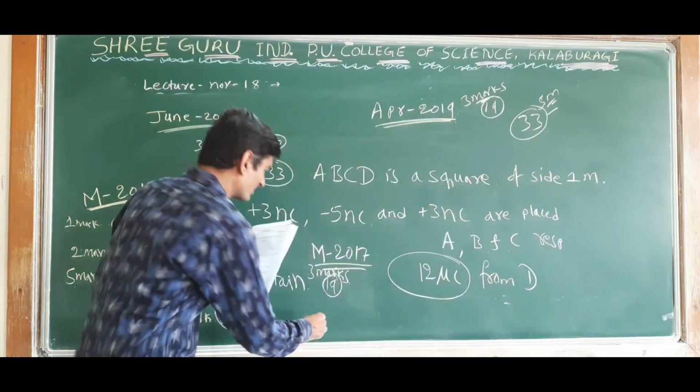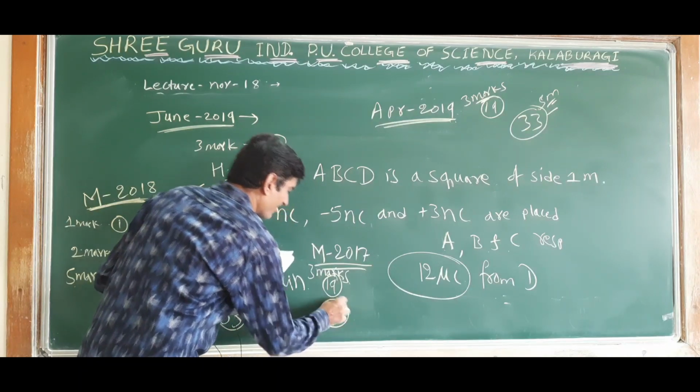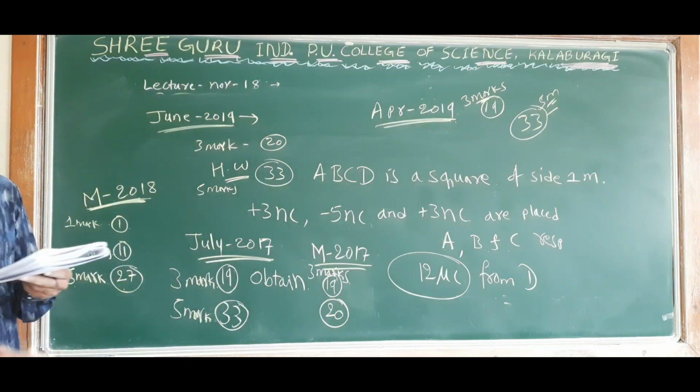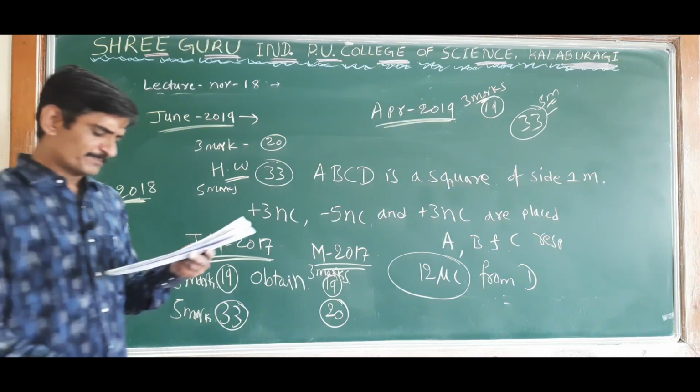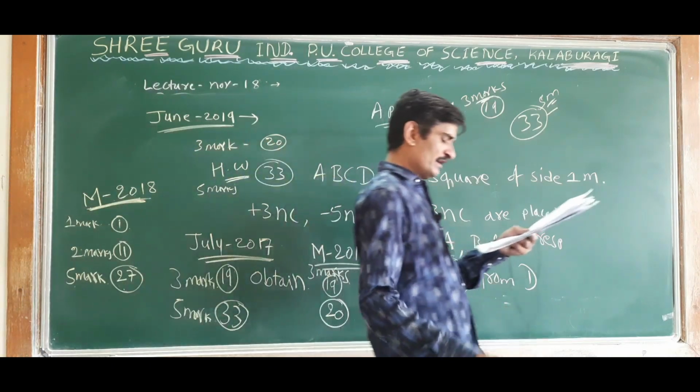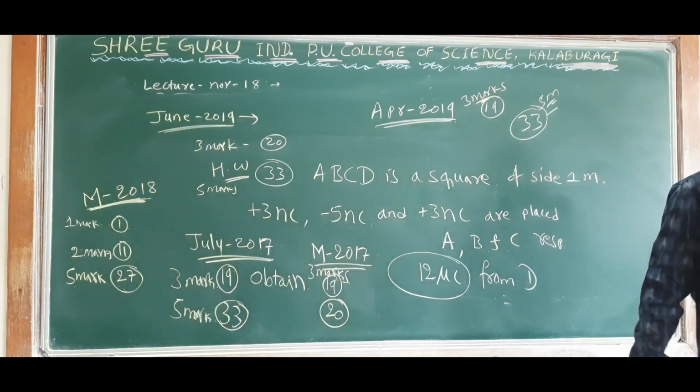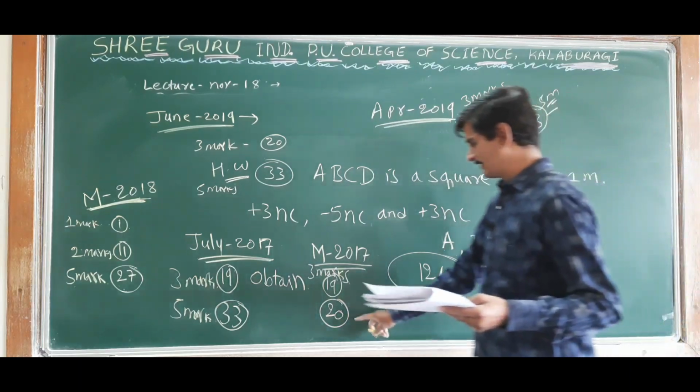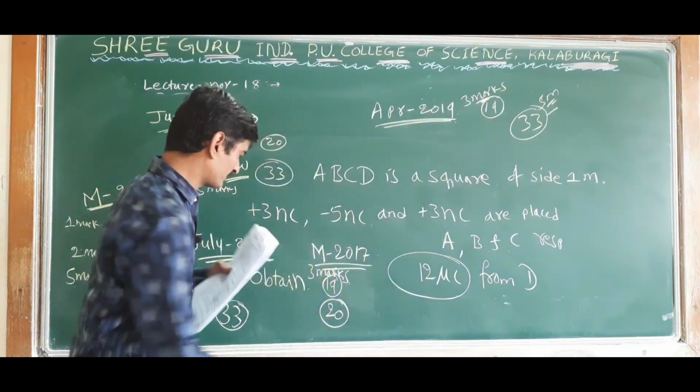Question number 20. Derive the expression for energy stored in a charged capacitor. This is also for 3 marks.